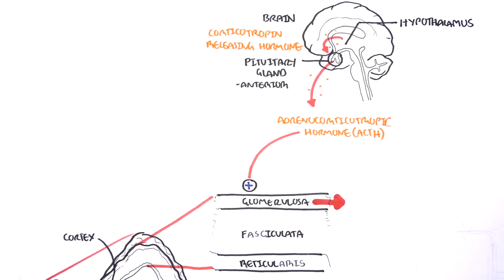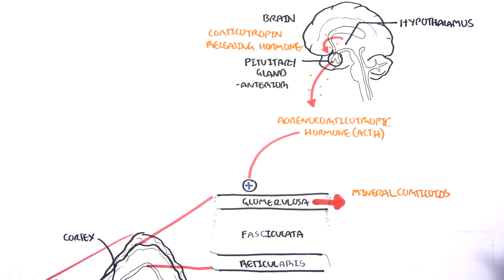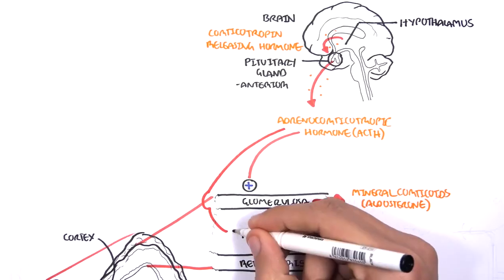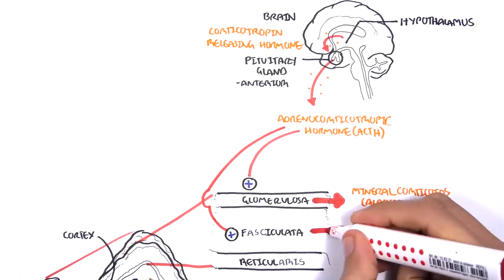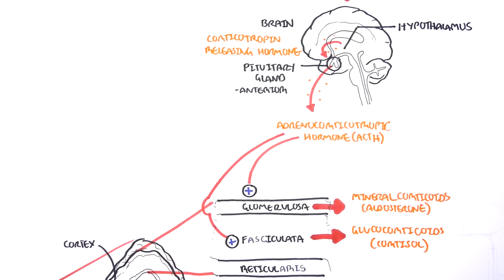It will stimulate the cells within the zona glomerulosa to release mineralocorticoids, mainly aldosterone. ACTH will stimulate cells in the zona fasciculata to release glucocorticoids, mainly cortisol. ACTH will stimulate cells in the zona reticularis to release androgens.